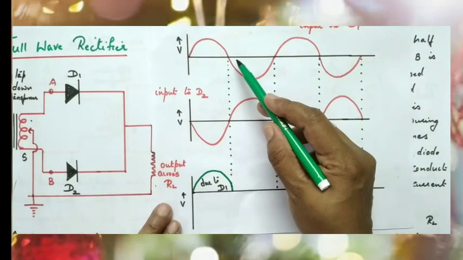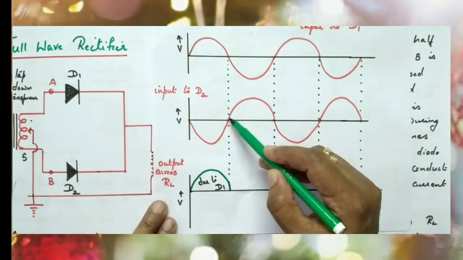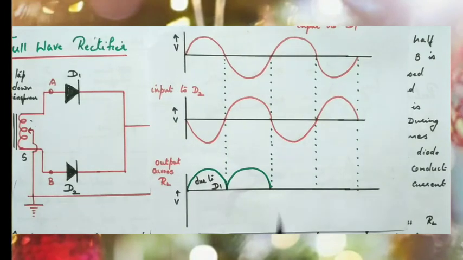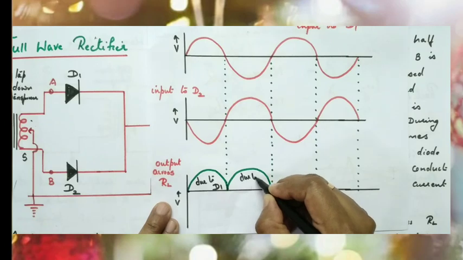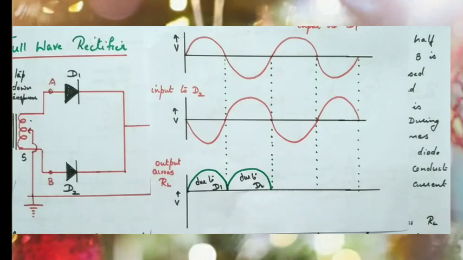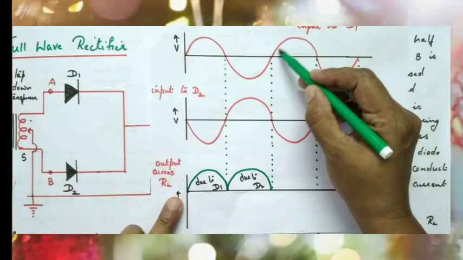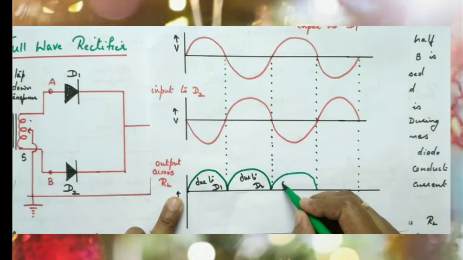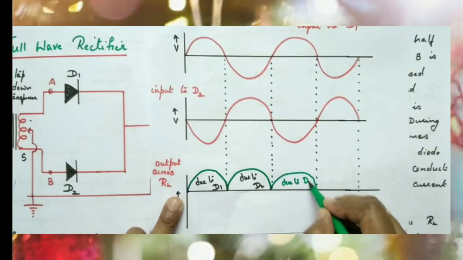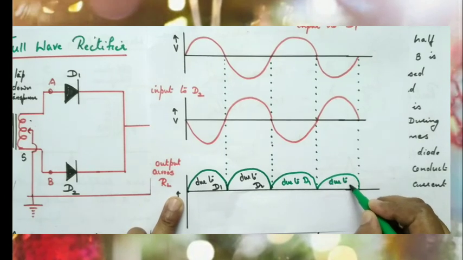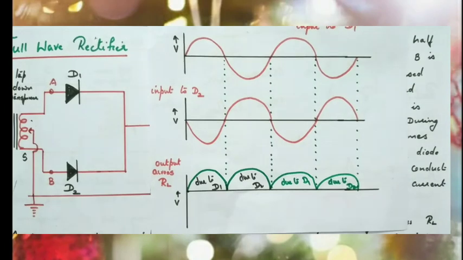Again during the negative half, D1 is reverse biased but D2 is forward biased, so again we get the output. This is due to D2. Again during the next half cycle, D1 gets a positive half and is forward biased, therefore the output is due to D1. Again the next one, we get the output due to D2. So either of the two diodes conducts at a time.